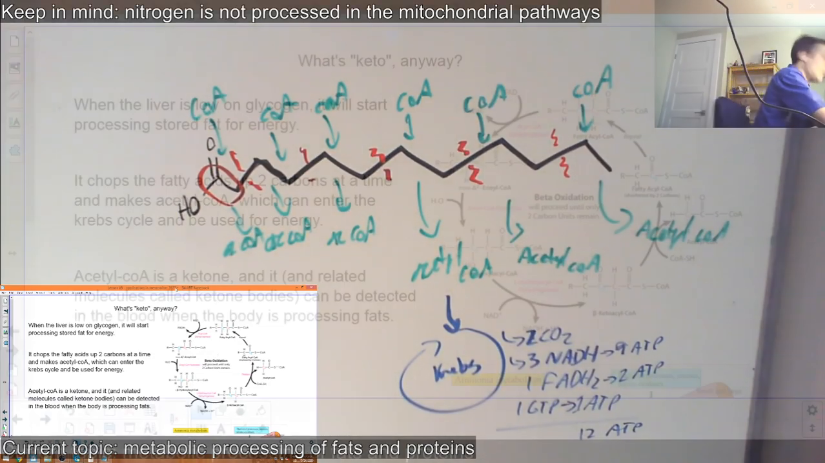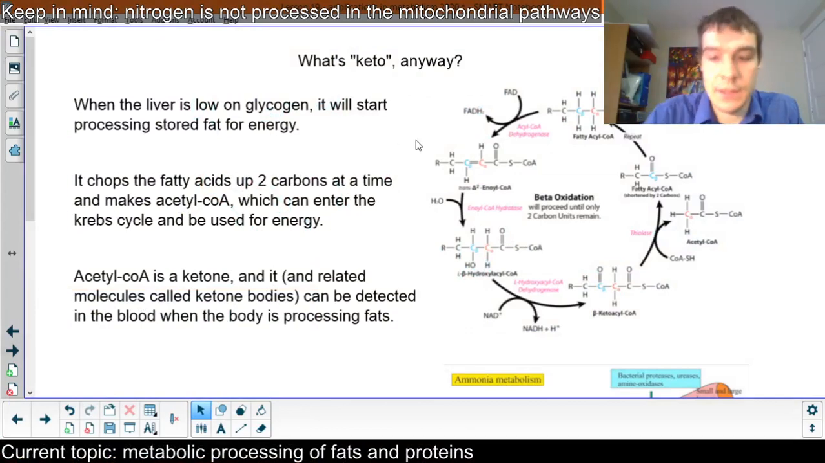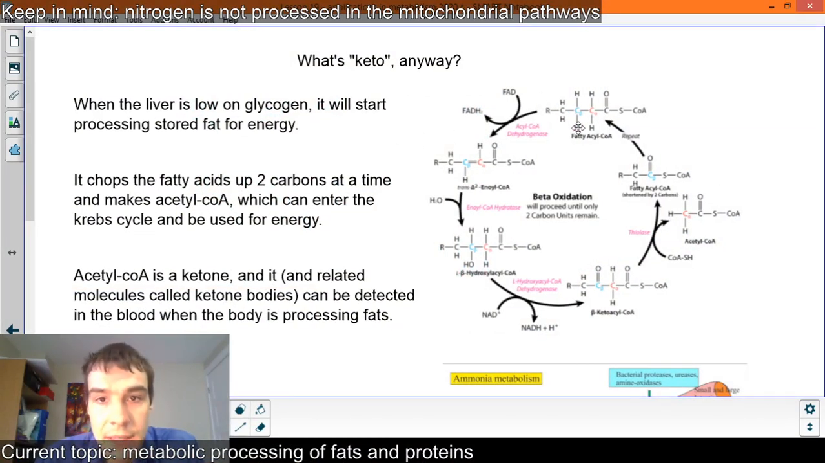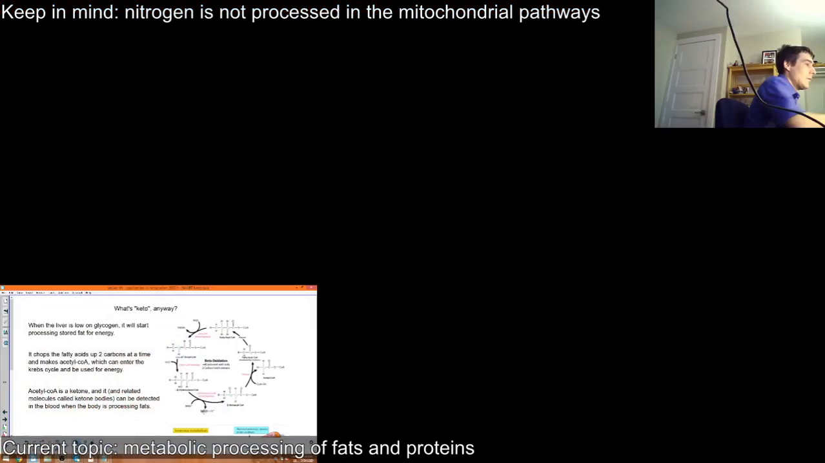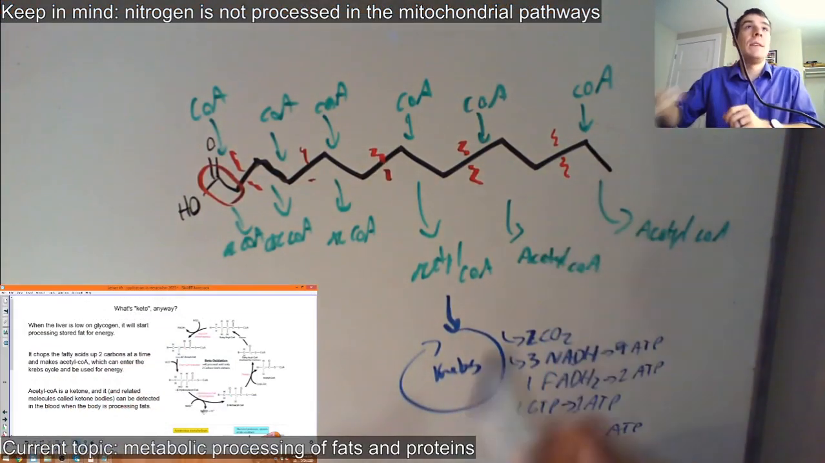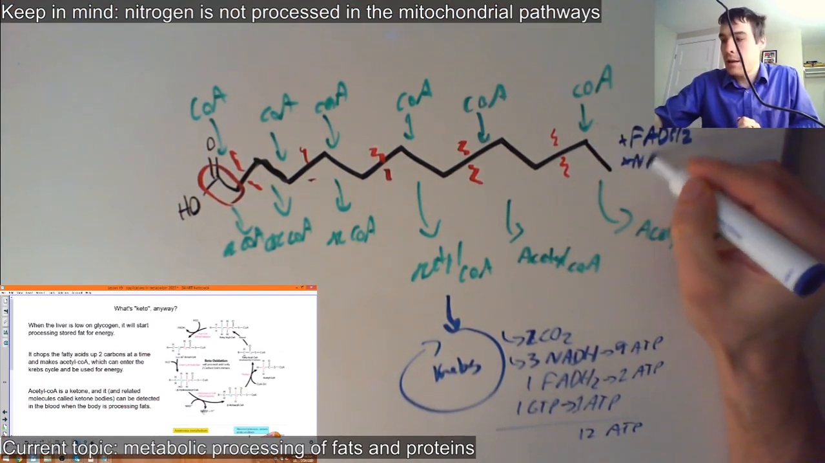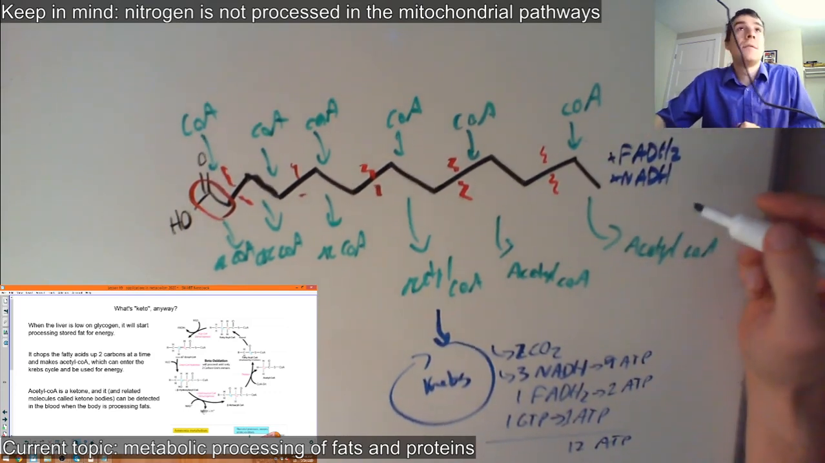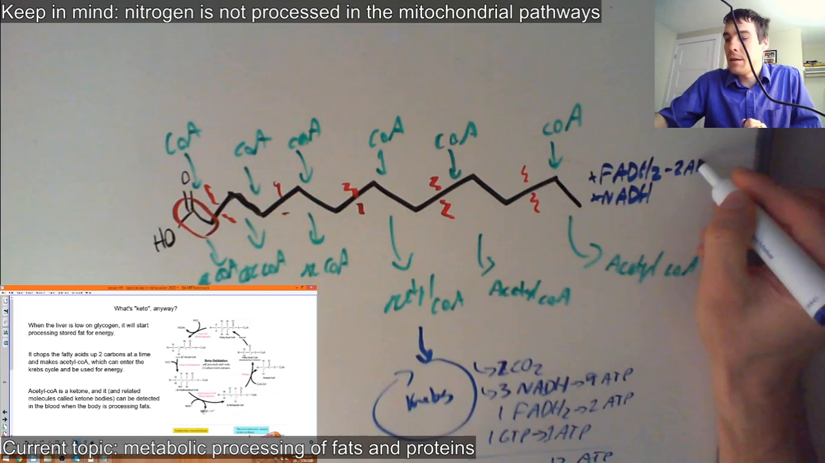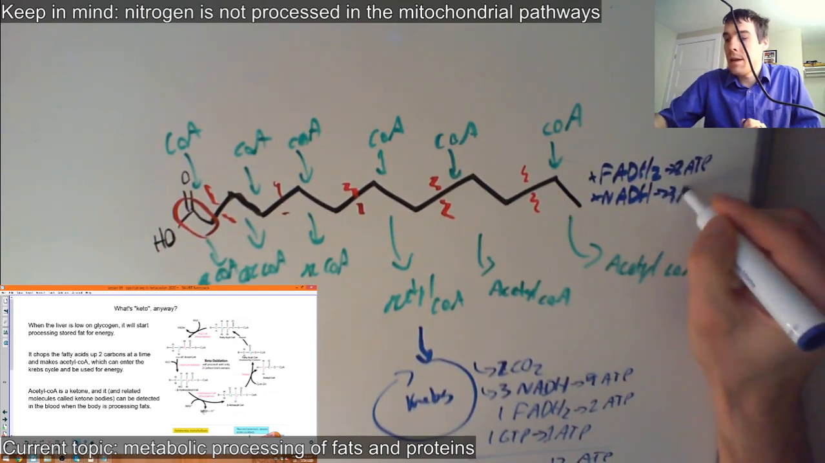If we jump back to this view, you can see that not only does it create the acetyl-CoA that's going to go and make 12 ATP, it also generates an FADH2, and generates an NADH. So each of these steps also creates FADH2 and NADH. So that's worth 2 ATP, and that's worth 3 ATP.